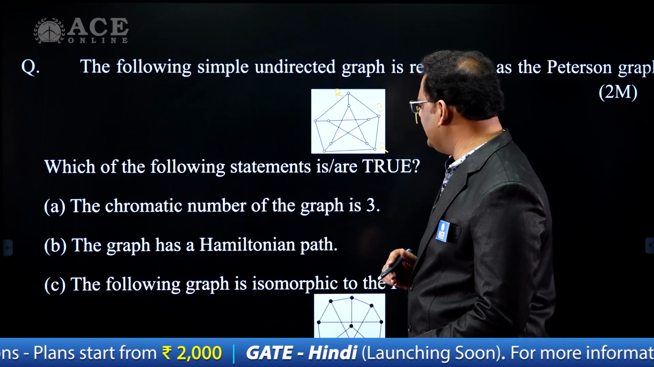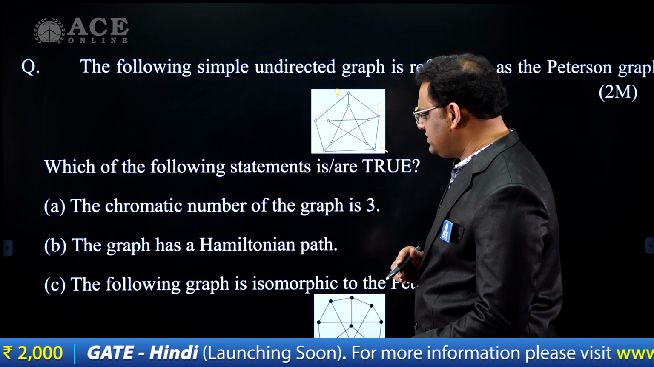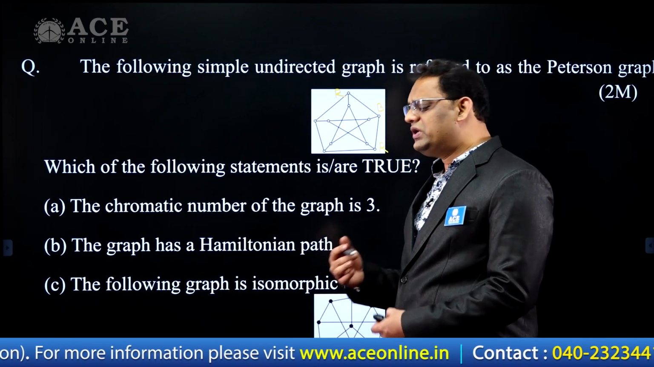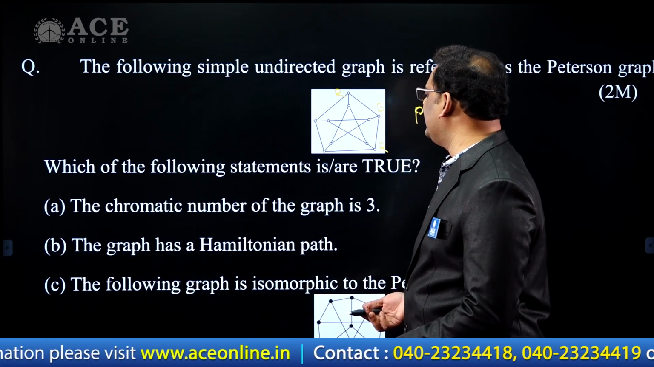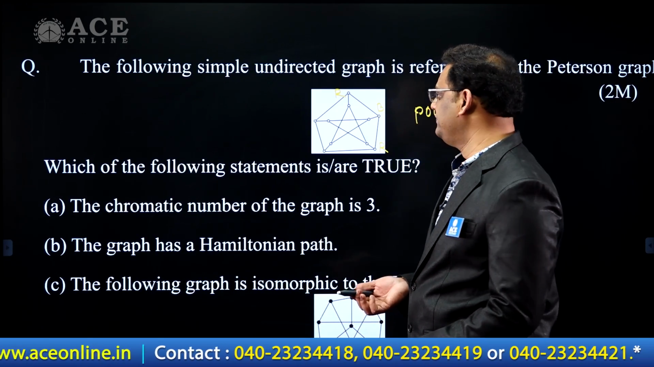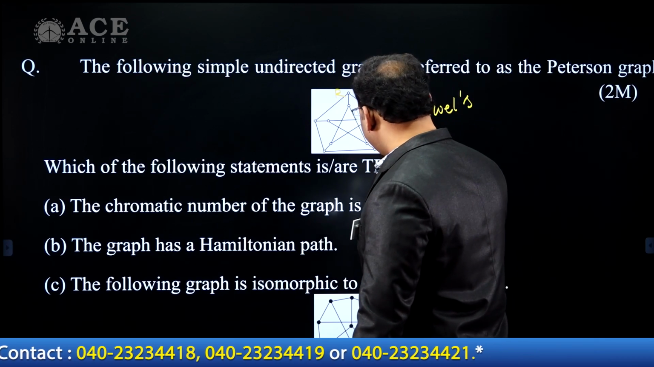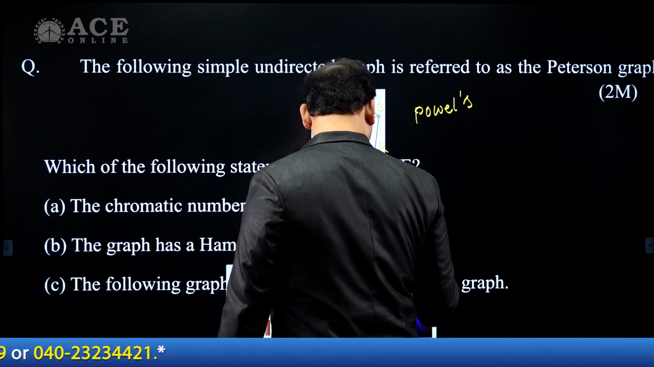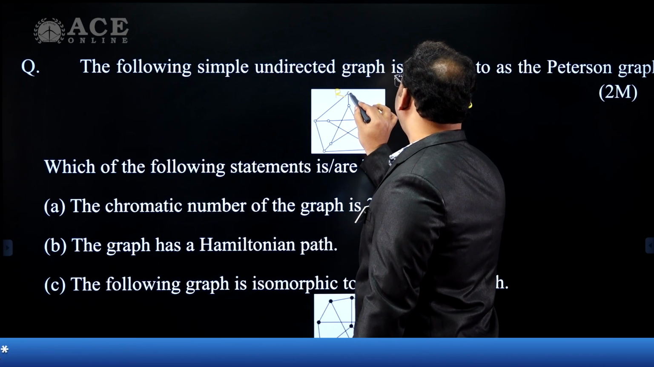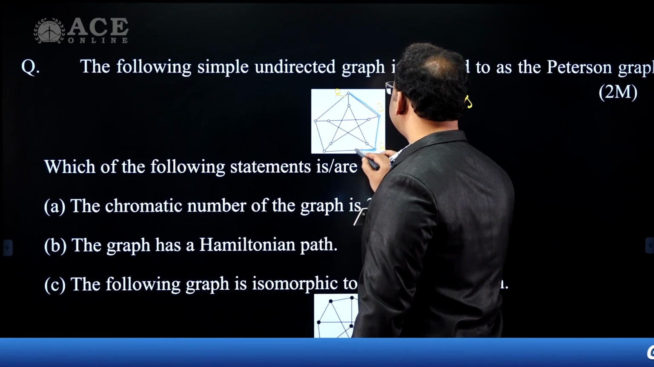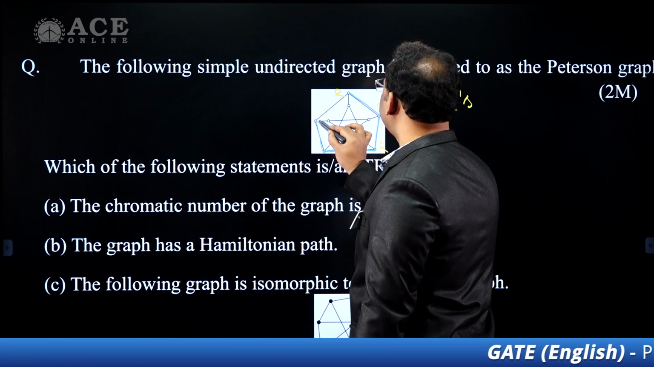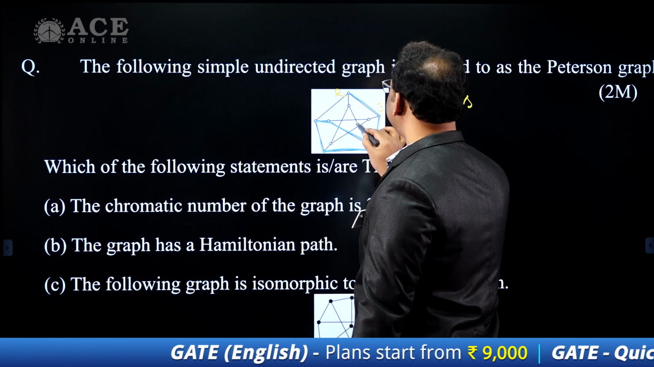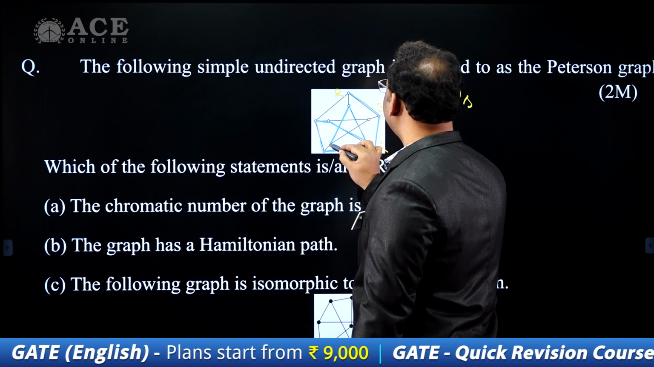And next, coming to the Hamiltonian path. Yes, there is a Hamiltonian path, no doubt. You cannot make a Hamiltonian cycle, but a Hamiltonian path is possible. If you start with this vertex, let me take something here. Yeah. First vertex, second vertex, third vertex, fourth vertex, 5, 6, right? 7, 8, 9.